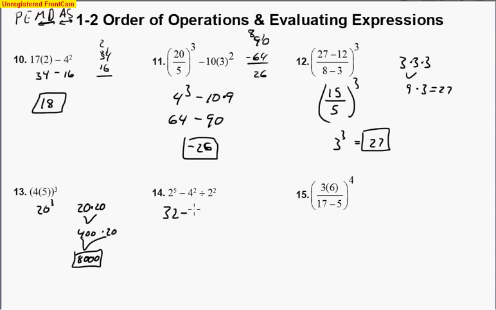And then I bring down the minus sign. This makes 16 divided by 4. So from here, I'm going to do the division first, and so that leaves me with 4. And then I'll bring down that minus sign and the 32. Do the subtraction, leaves me with 28.